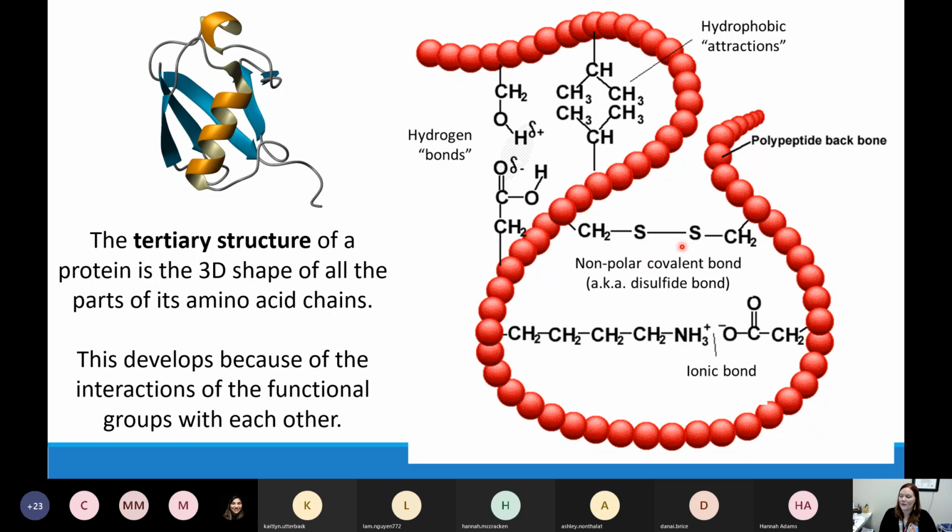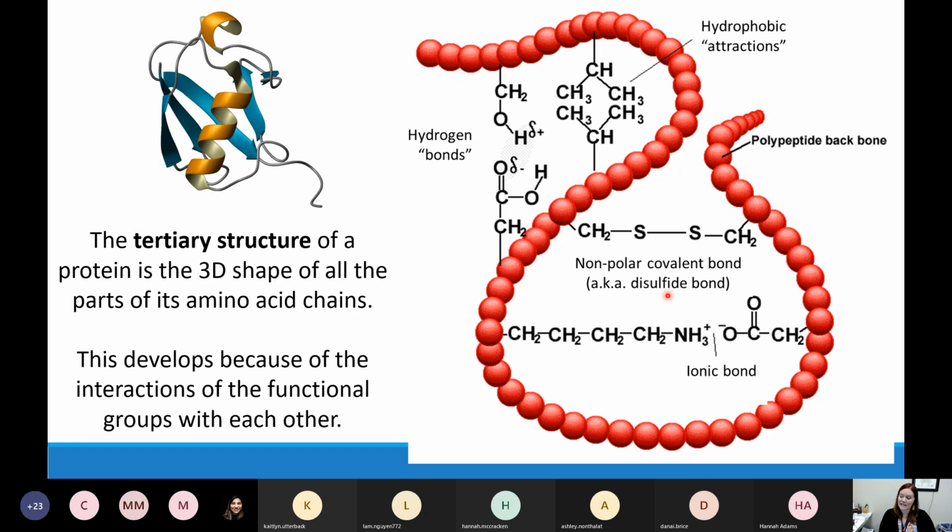Another kind of bond that we can form to build proteins are the nonpolar covalent bonds, or in proteins in particular, we see a special kind of them called disulfide bonds. So if two of my amino acids, one over here and one way over here, both have a sulfur in them, those sulfurs can interact with each other to make a disulfide bond.